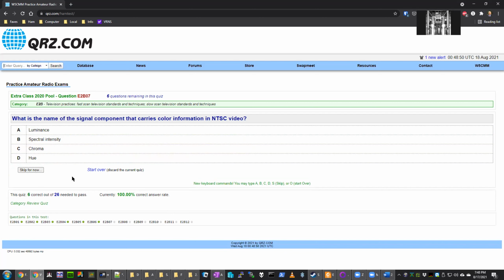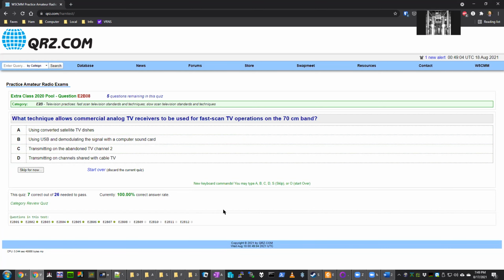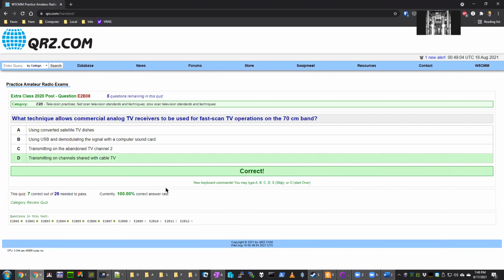What is the name of the signal component that carries color information in NTSC video? C. Yeah, color, chroma. What technique allows commercial analog TV receivers to be used for fast scan TV operations on the 70 centimeter band? D. Yeah, this is going to be Delta. We use channels that are shared with cable TV, which is basically the old UHF TV band.